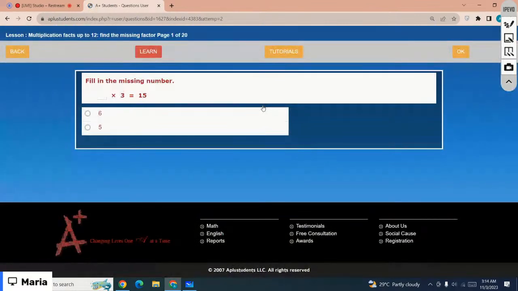Okay, 3 times what number is 15? You can count the table of 3 until you get 15, right? 3 times 1 is 3, 3 times 2 is 6, 3 times 3 is 9, 3 times 4 is 12, and 3 times 5 is 15, right? So, very good. That means the missing number is 5. When you multiply 3 times 5, the answer is 15. So, the missing number is 5.